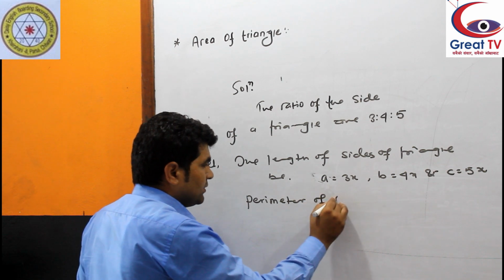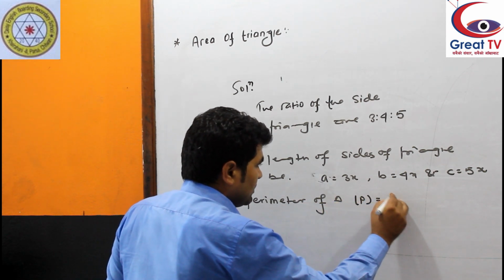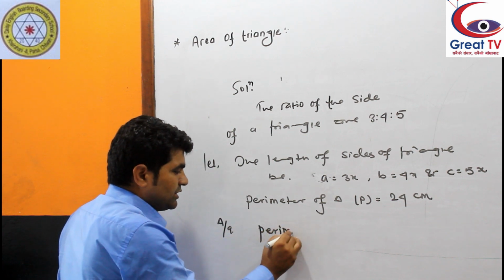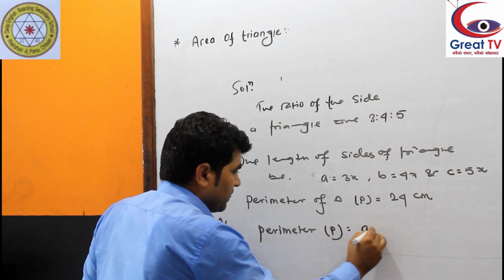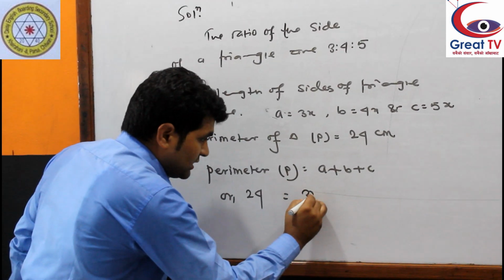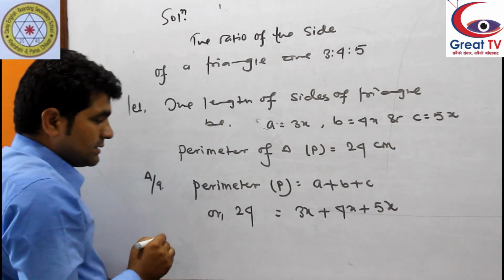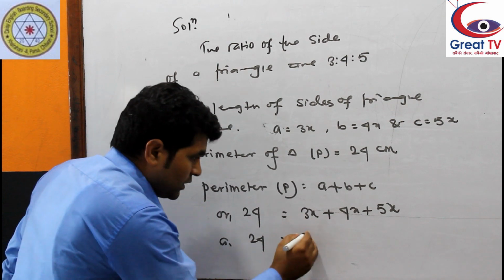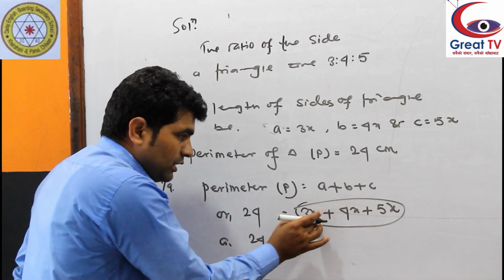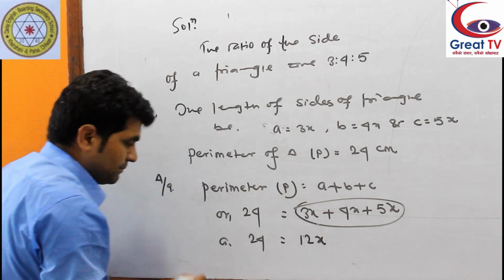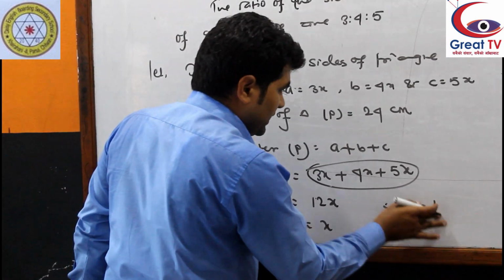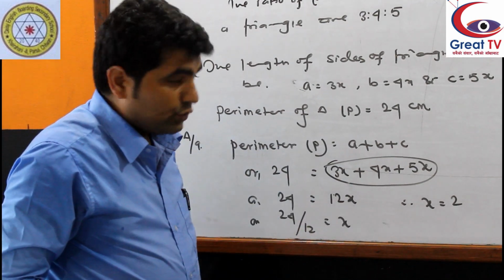Perimeter of the triangle P equal to 24 cm. According to the question, perimeter P equal to A plus B plus C. So 24 equal to 3x plus 4x plus 5x. This is a trinomial form. We can add all the terms because these are like terms. So 3x plus 4x plus 5x equal to 12x, or 24 divided by 12 equal to x. Therefore the value of x equal to 2.